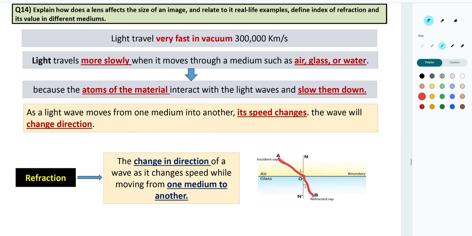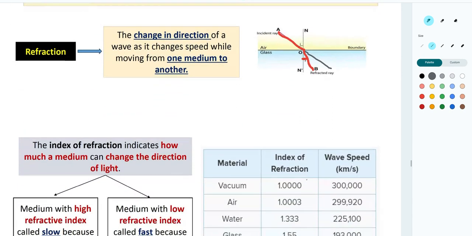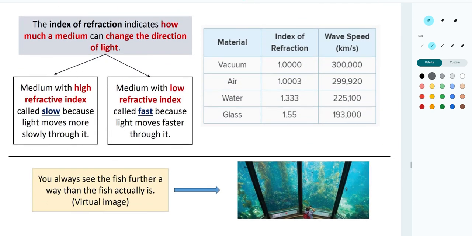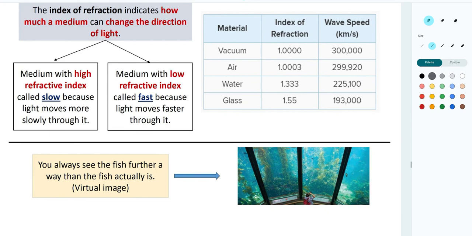When it's going from a fast medium to a slow medium, it will bend towards the normal. So we can see that it is refracting towards the normal. This angle right here gets smaller. So if I were to make a little dotted line to demonstrate how it would keep traveling if it was straight, we can see that the angle of refraction gets smaller as it goes into the slow material. The index of refraction indicates how much a medium can change the direction of light.